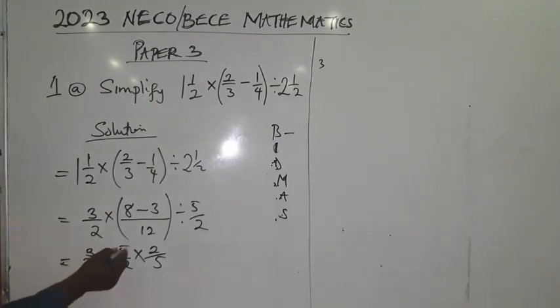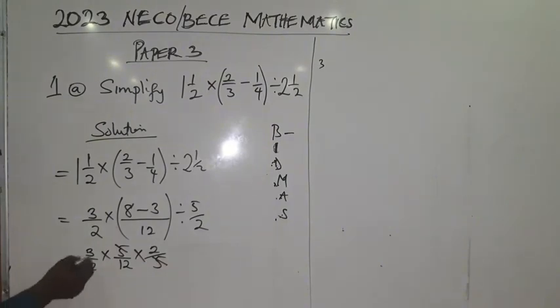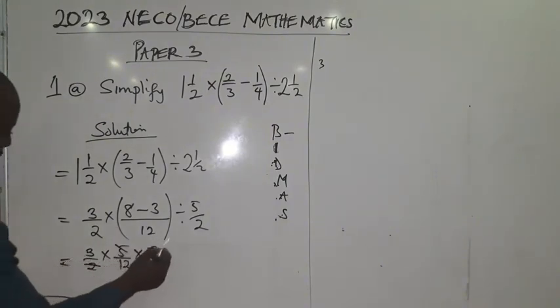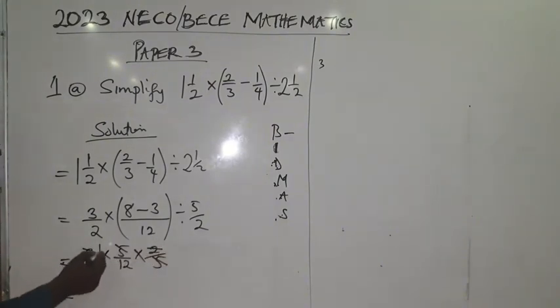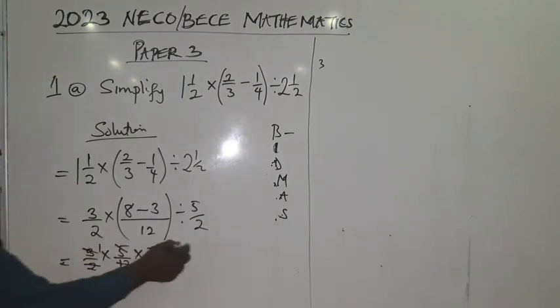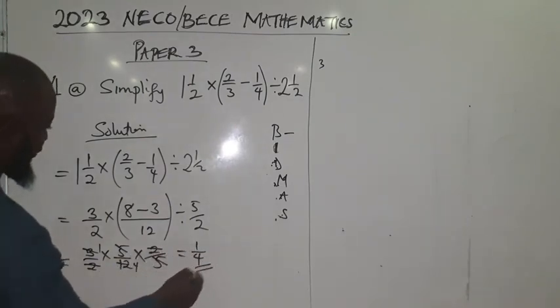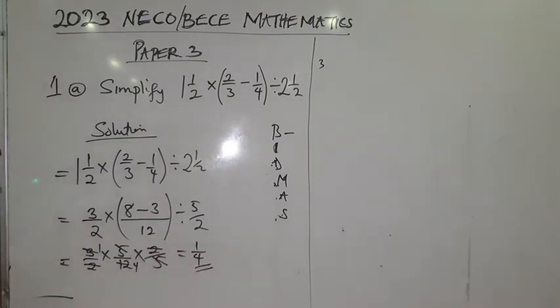So we can then cancel: 5 cancels this 5, 2 cancels this 2, 3 here gives 1, and 12 here gives 4. So what we have left is 1 at the top and 4 at the bottom. So the answer here is 1 over 4. I hope this is very clear. So that is question 1a.